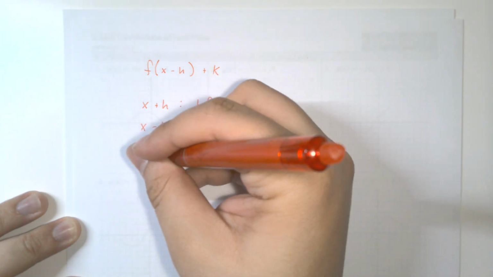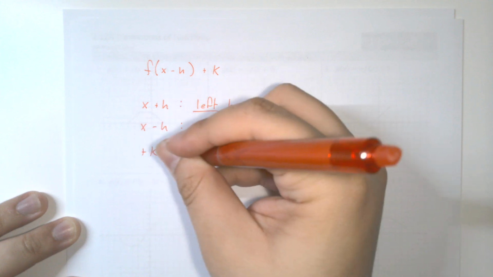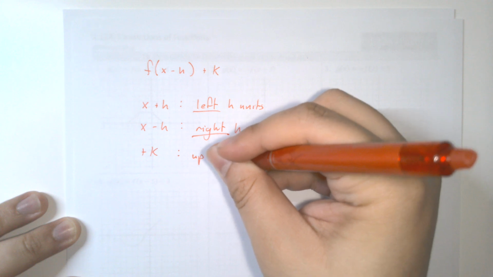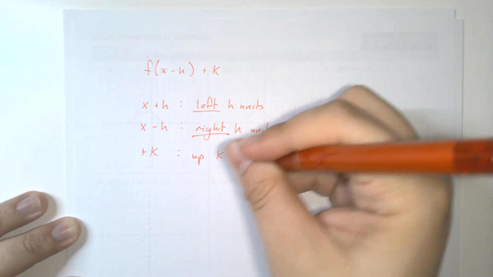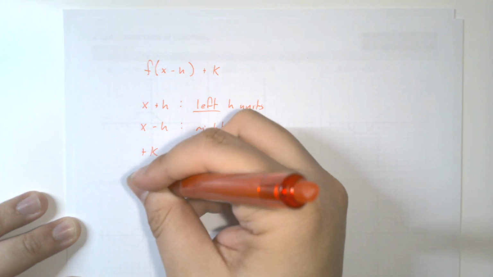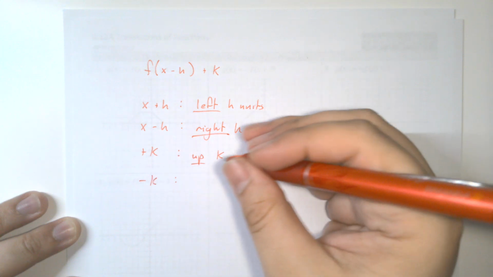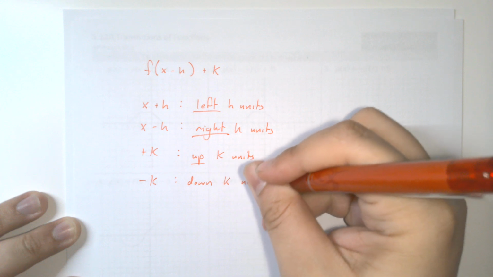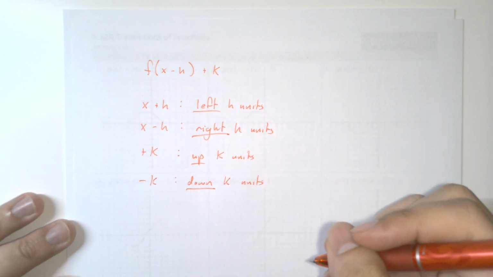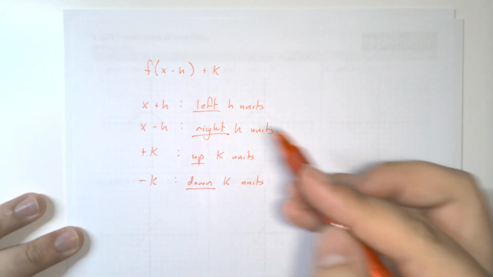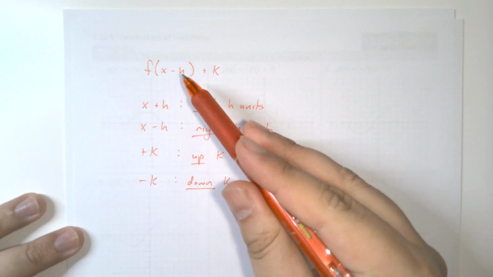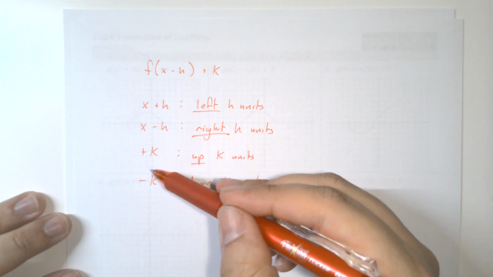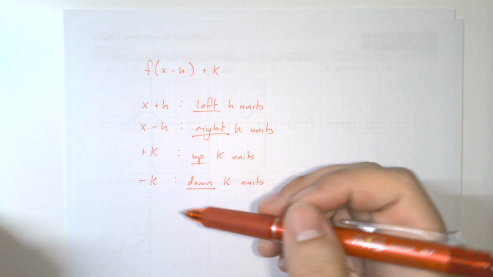And then when we see k, so that plus k is going to be up k units. And if we see minus k, this is going to be down k units. So really, it just depends on whether we see a plus or minus a number, and then plus or minus k, so another number.